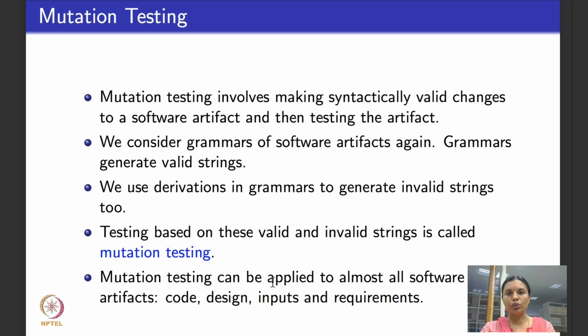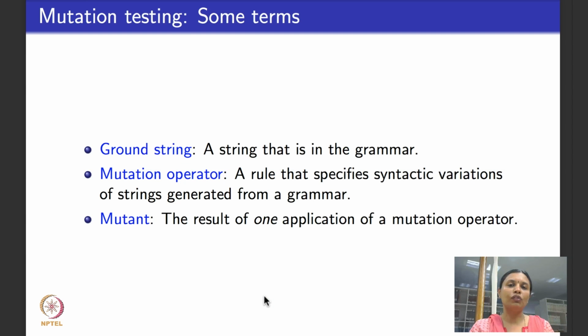Mutation testing, as I told you, can be applied to program source code, it can be applied to design integration, it can be applied to input space, and it can be applied to change the requirements themselves. So here are some terms that we will use throughout our lectures in mutation testing. I have a particular software artifact that I am trying to mutate or make a change in. That software artifact is what is called a ground string. A ground string is a software artifact that I want to mutate. In other words, it's a string in the grammar of the corresponding software artifact. It's a string in the underlying grammar.